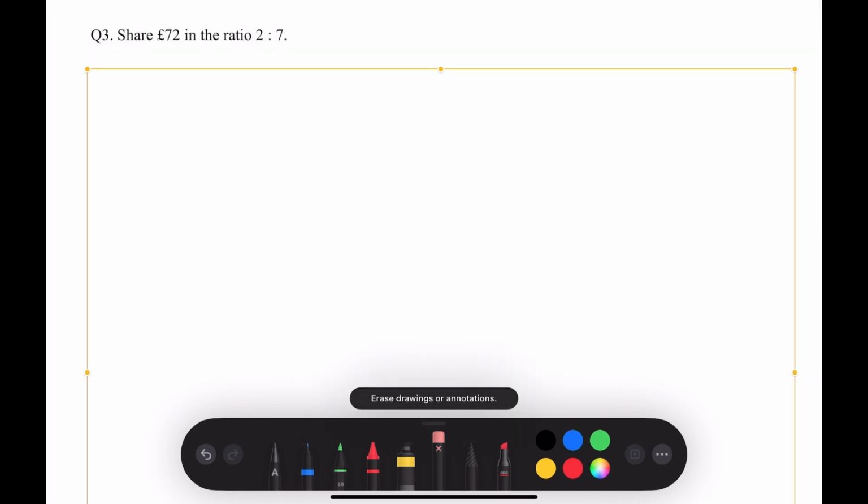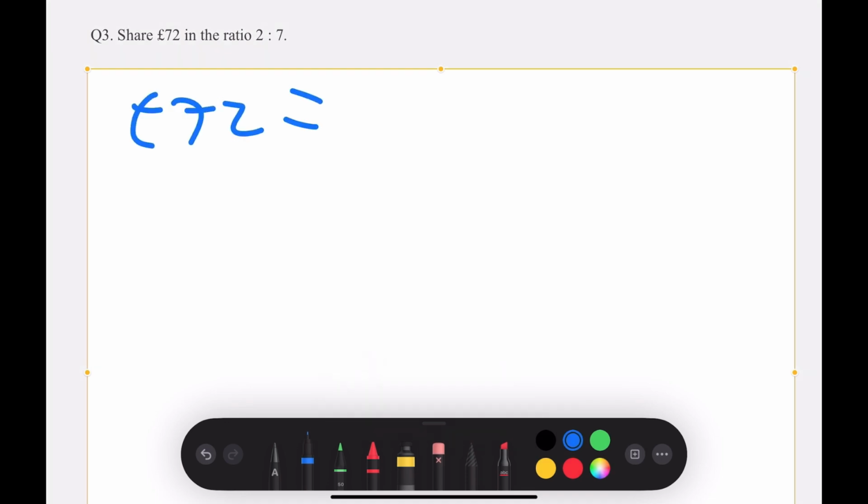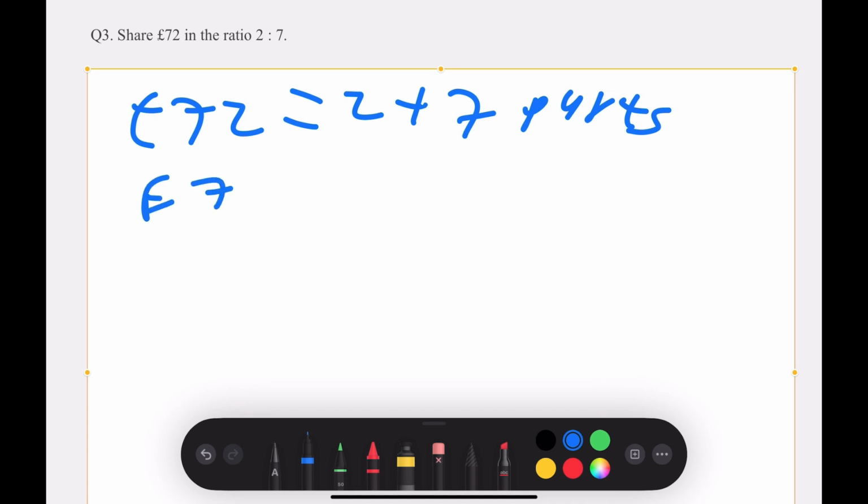Okay, so I'm now going to be going over sharing amounts in ratios. So we've got share £72 in the ratio 2 to 7. So we know that £72 is equal to 2 plus 7 parts as we add the ratios together. So £72 is equal to 9 parts.